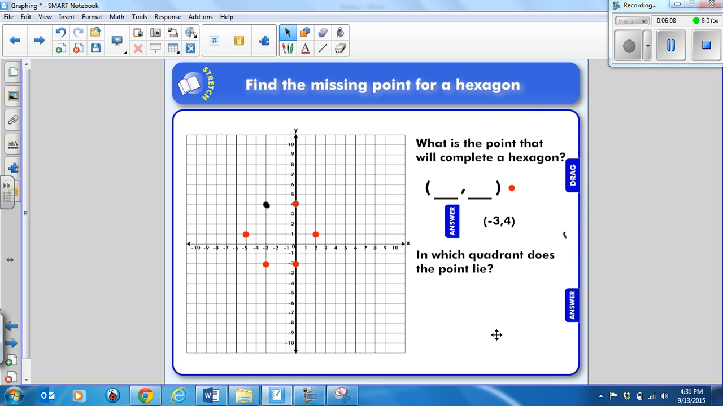Now what quadrant does the point lie in? Well, let's remember this is quadrant 1 and this is quadrant 2. So this point right here lies in quadrant 2.